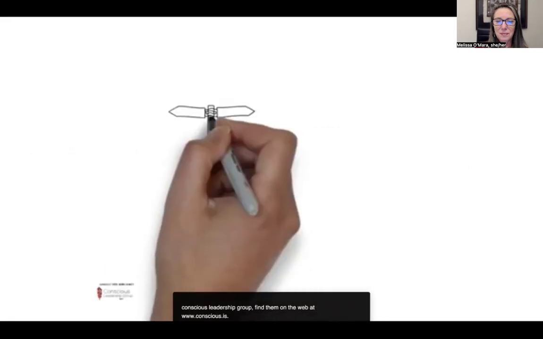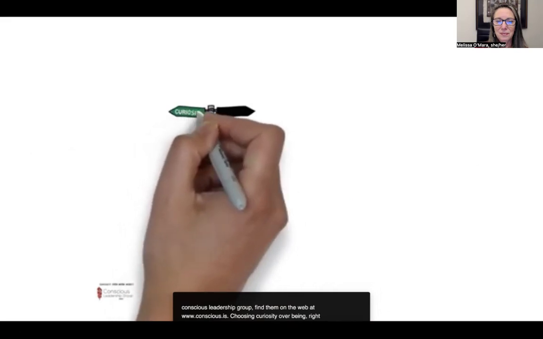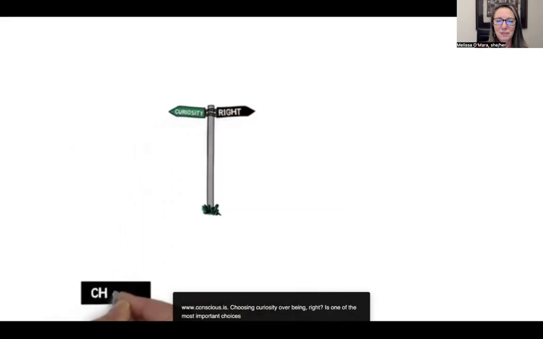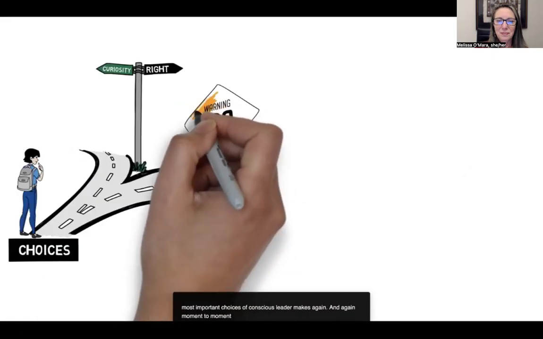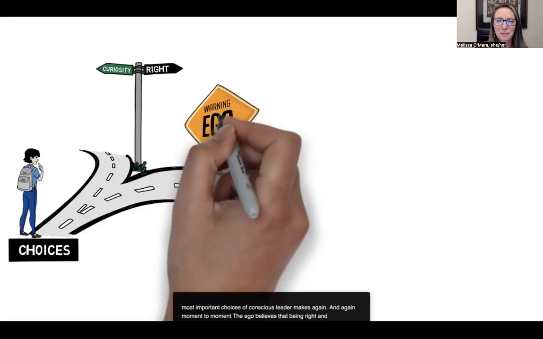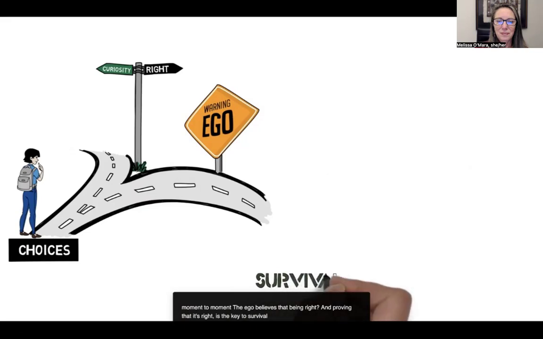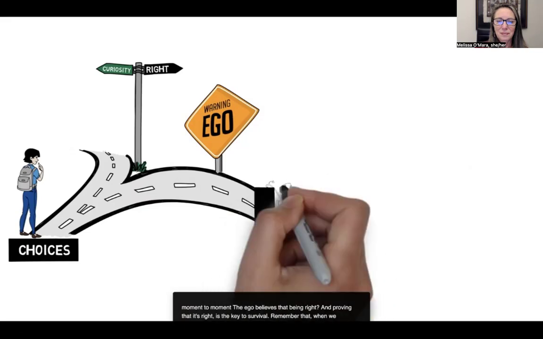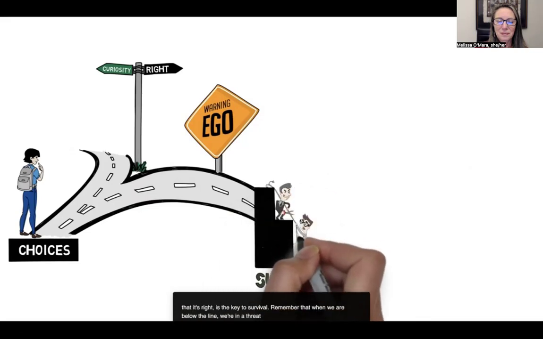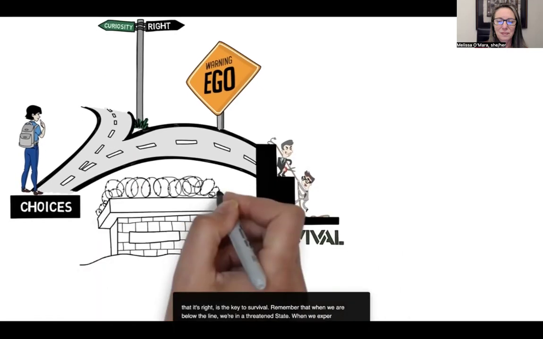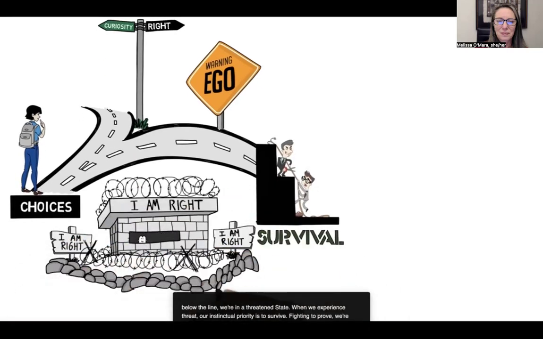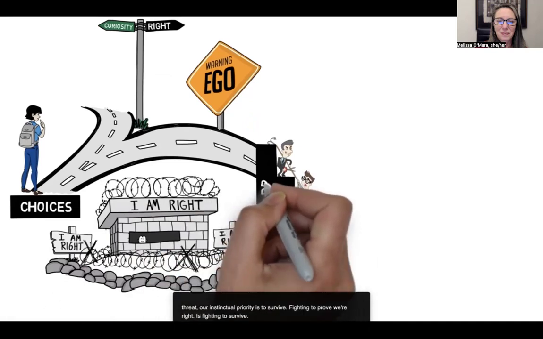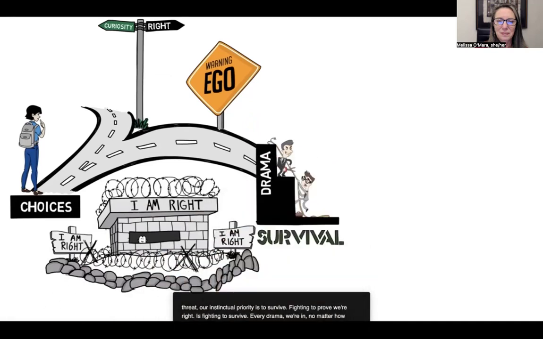Are you choosing curiosity over being right? www.conscious.is. Choosing curiosity over being right is one of the most important choices a conscious leader makes again and again, moment to moment. The ego believes that being right and proving that it's right is the key to survival. Remember that when we are below the line, we're in a threatened state. When we experience threat, our instinctual priority is to survive. Fighting to prove we're right is fighting to survive. Every drama we're in, no matter how big or small, is rooted in a desire to be right.